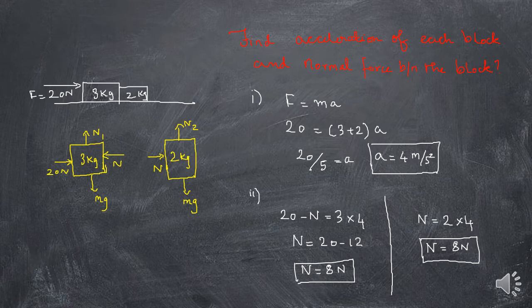Here I am going to consider it as a whole system to find the acceleration. So my mass will be m1 plus m2, where m1 is 3 kg and m2 is 2 kg.